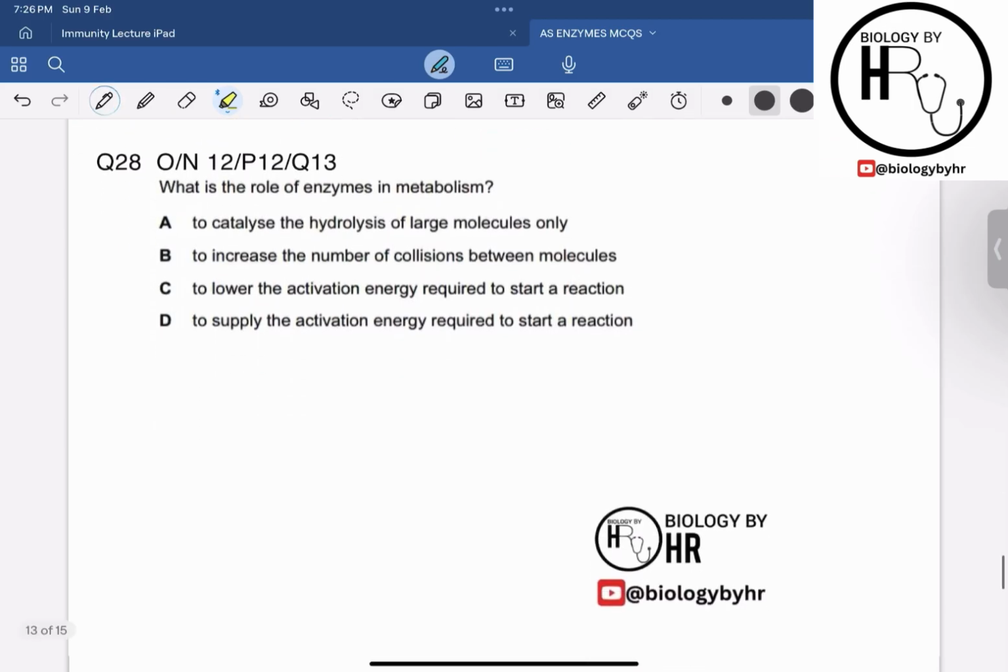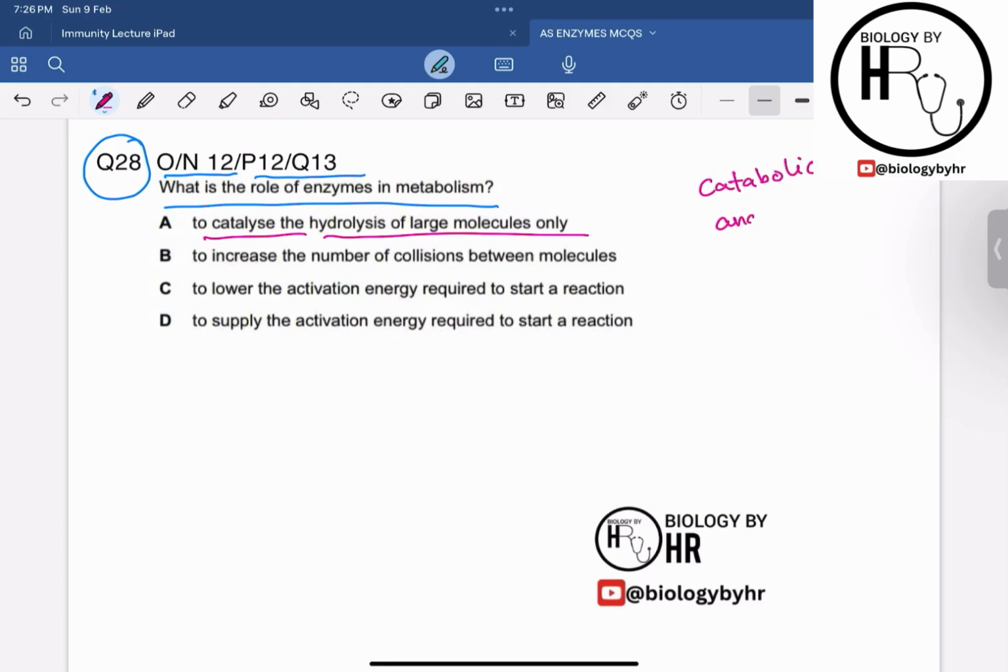Now let's move on to the last MCQ of this whole topical MCQs of the enzyme series. Right, question 28, which is from October-November 2012, paper 1-2, question 13, right? They are asking what is the role of enzymes in metabolism. Alright, so let's read the options one by one and try to conclude the correct answer. Option A says to catalyze the hydrolysis of large molecules only. Alright, so enzymes basically can catalyze both the catabolic reactions as well as anabolic reactions.